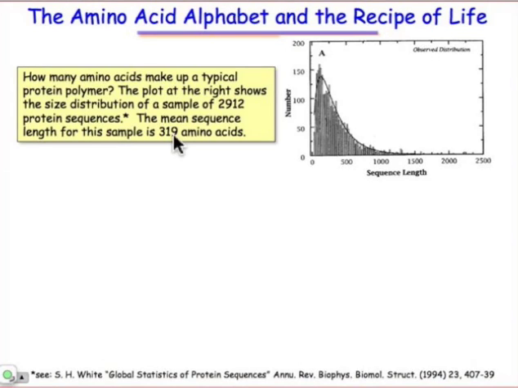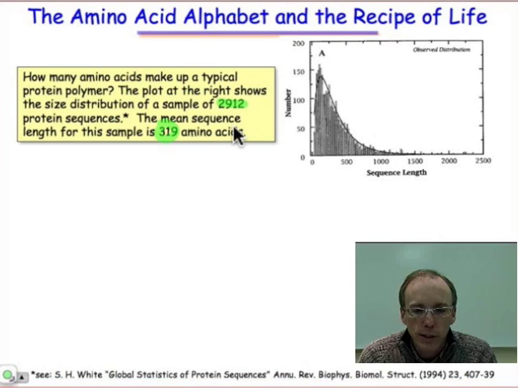Well, here's the distribution of a sample of 2,912 different proteins. And we simply asked, what's the chain length for each of those different proteins? And someone went to the trouble of actually sequencing and determining their length and then showing this histogram where the number of different proteins as a function of the sequence length is shown here.